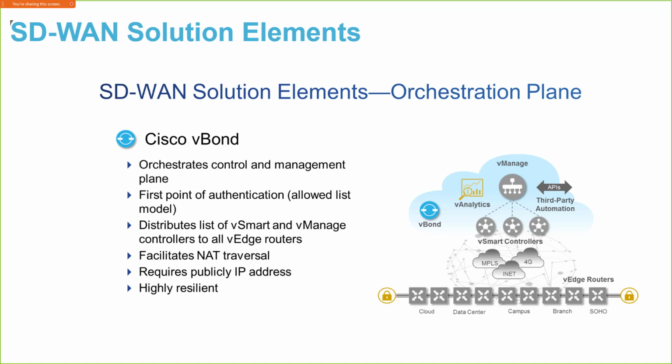The vBond application can be hosted on either an ESXi server or a KVM hypervisor. It can also be run as an agent service on one of the vEdge hardware platforms. Cisco doesn't really recommend this, but it can be done. And then each vBond is going to require a dedicated public IP address. All right, I know it's a lot of information. Trust me, it took me a while to grasp all these different elements and how they work together.